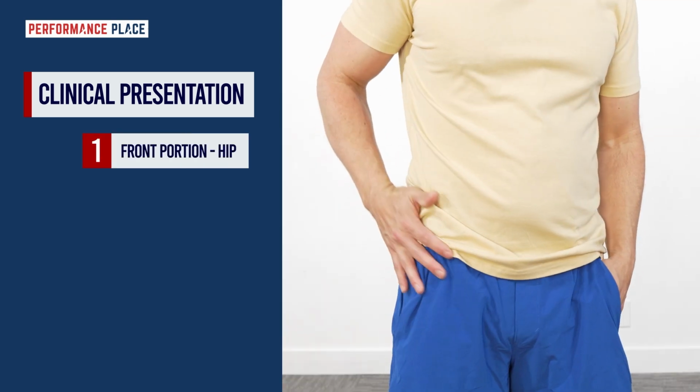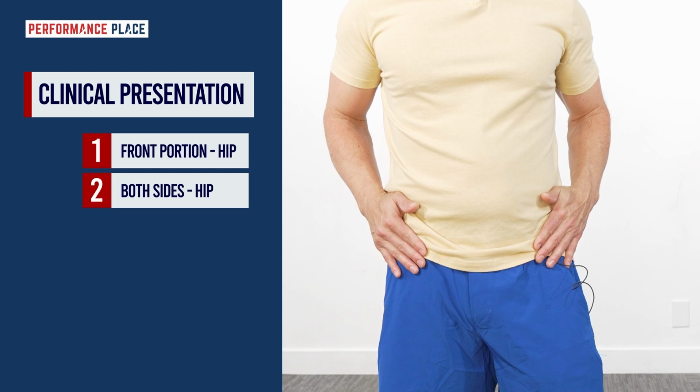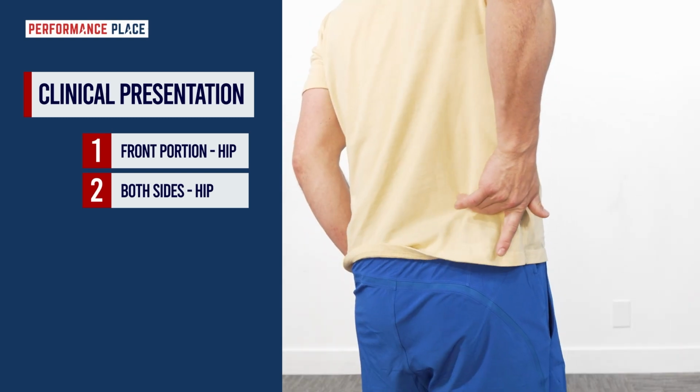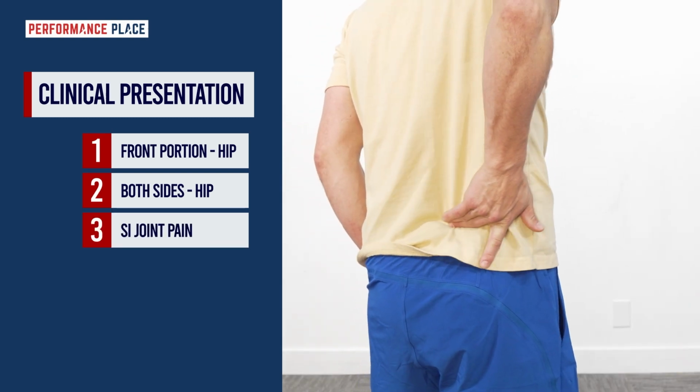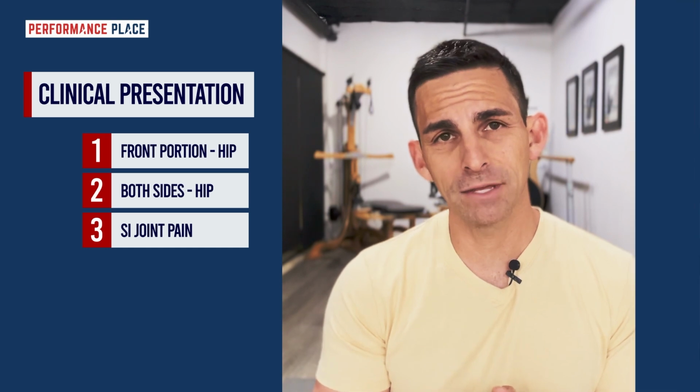Clinical presentation varies from person to person. Most people will experience it in the front portion of the hip here on one side only, while a smaller fraction will feel it on both sides, and an even smaller percentage will experience SI joint pain or pain into the back of the hip.